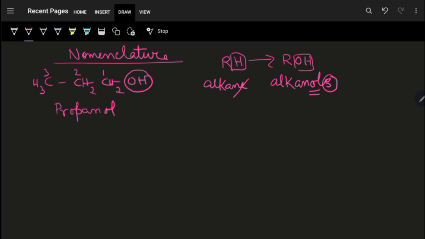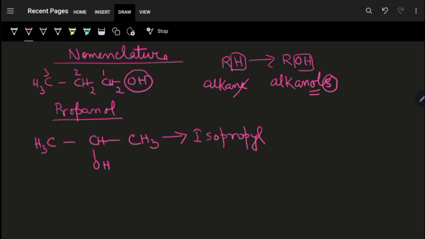But these three carbon atoms may be aligned in this manner, having the OH on carbon number 2. So I can write CH3, CHOH, CH3. This has an iso linkage, so the common name is isopropyl alcohol. This is your common name, but not the IUPAC name. Previously, this was your IUPAC name.